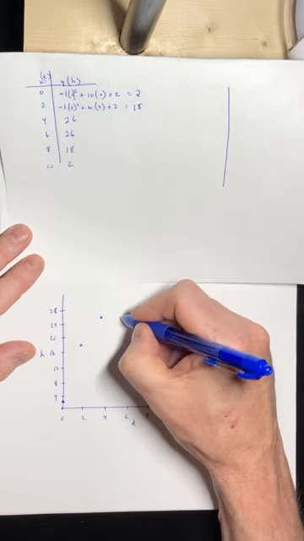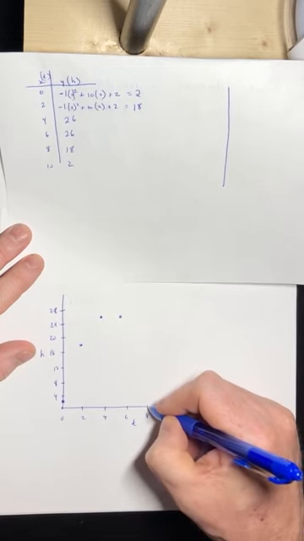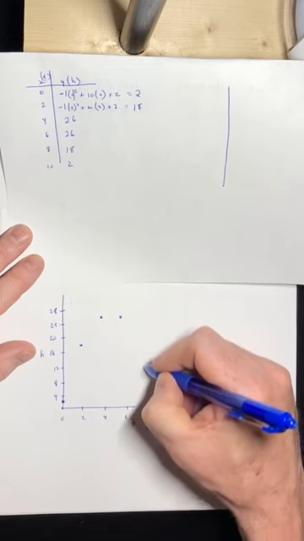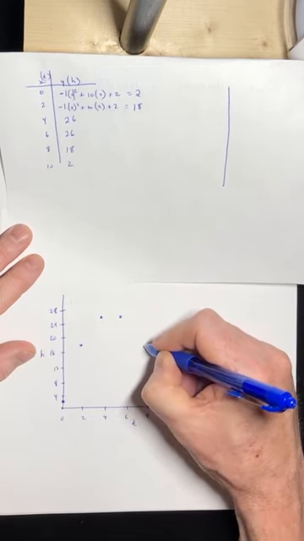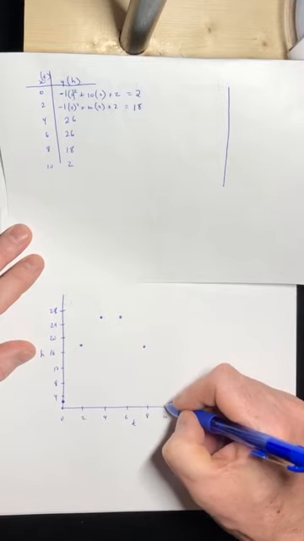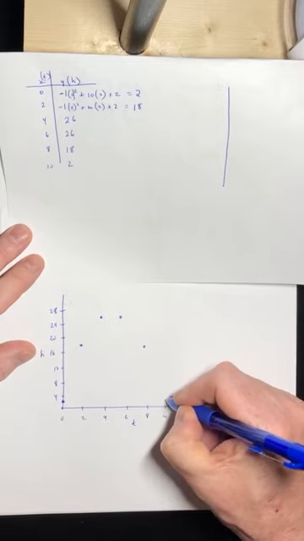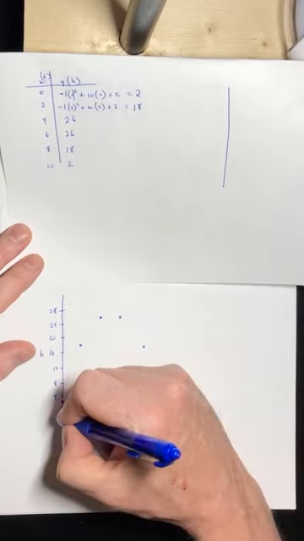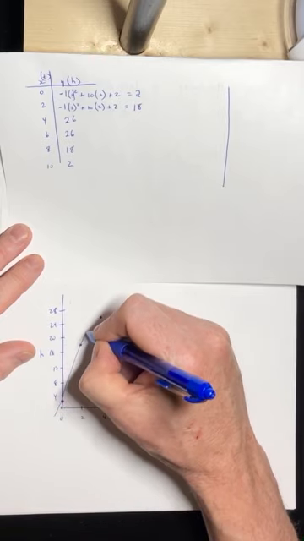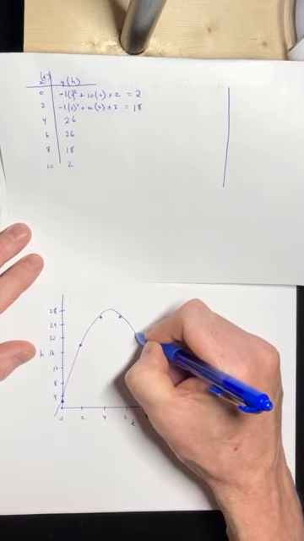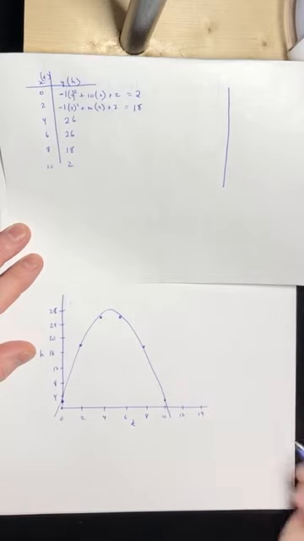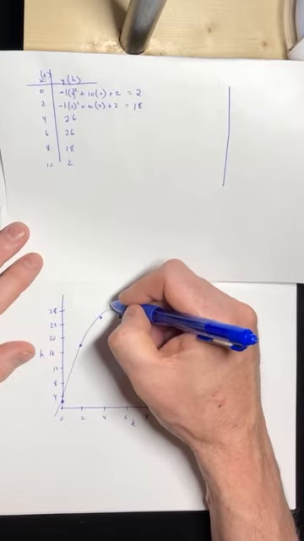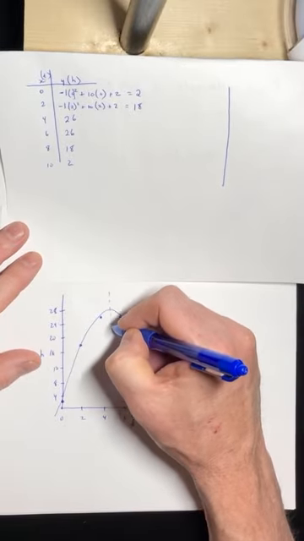6, 26. 8, 18, 10, 2. And a nice smooth curve of best fit is going to give us something like that. There's the path of the ball. Axis of symmetry. The axis of symmetry is right here.